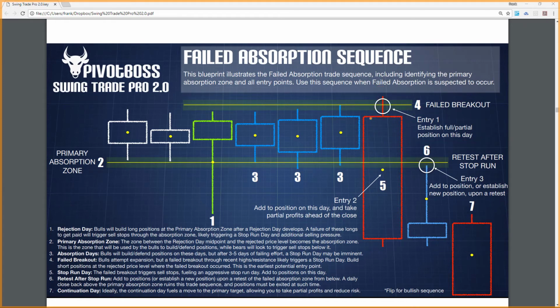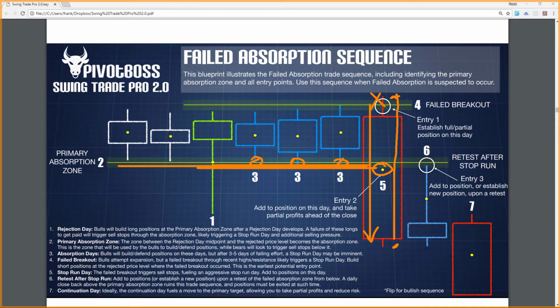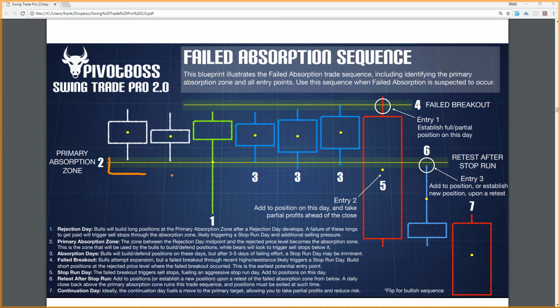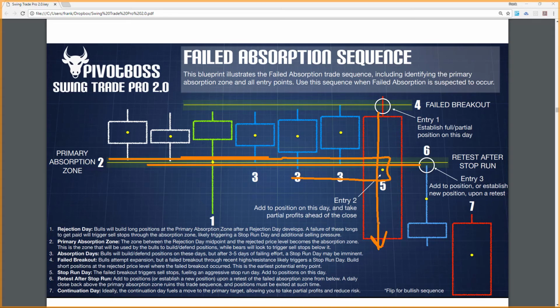Now keep in mind, this is now a stop run day. You reject up here, you run through the recent support, and then here's your midpoint. It's at or below the recent lows. Half the day is above that point, half the day is below it, and usually it's right at the new absorption zone. So this is the primary absorption zone from a bull standpoint right here. When price goes offered through it in a stop run day, that absorption zone becomes a bearish absorption zone. So it changes bias to the downside.